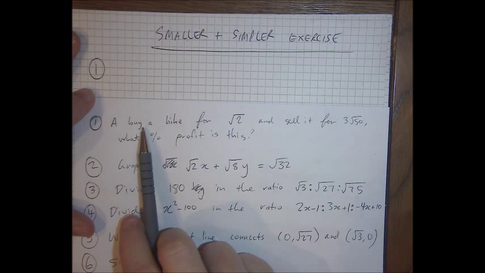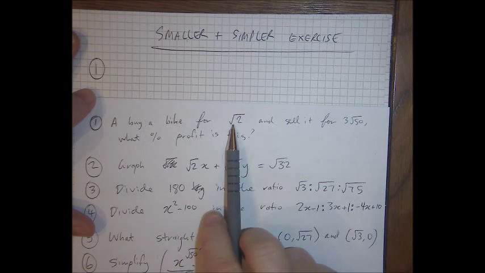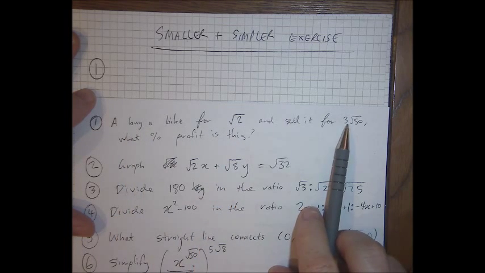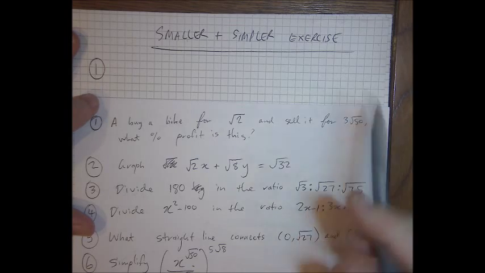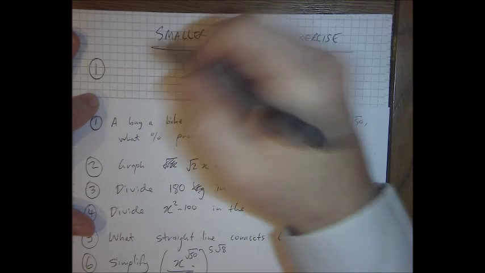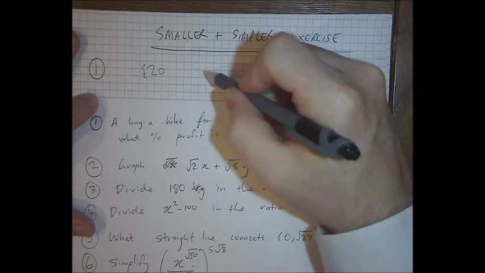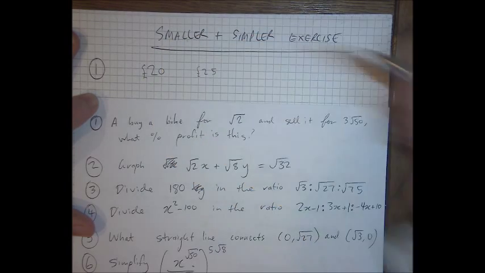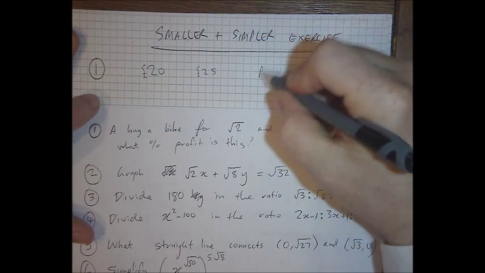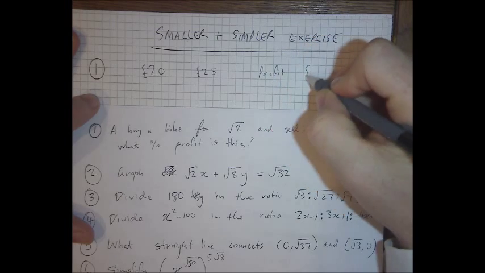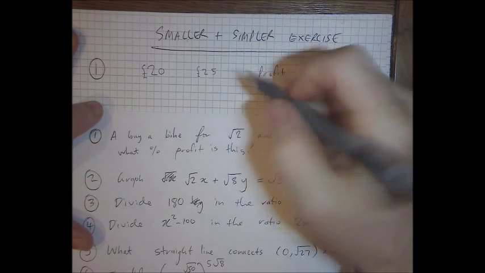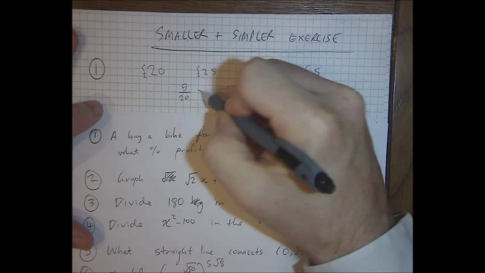So here's a strange question. I buy a bike for £2 and I sell it for £3.50. What % profit is this? Well, let's just change it to some simple numbers. If I bought a bike for £20 and sold it for £25, then the profit would be £5 and the percentage profit would be 5 over 20 times 100.